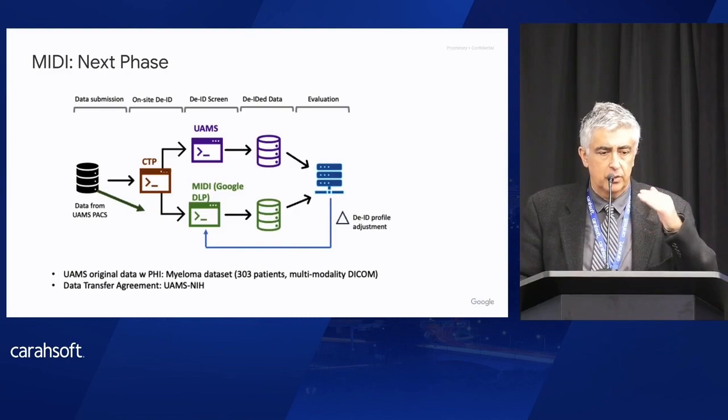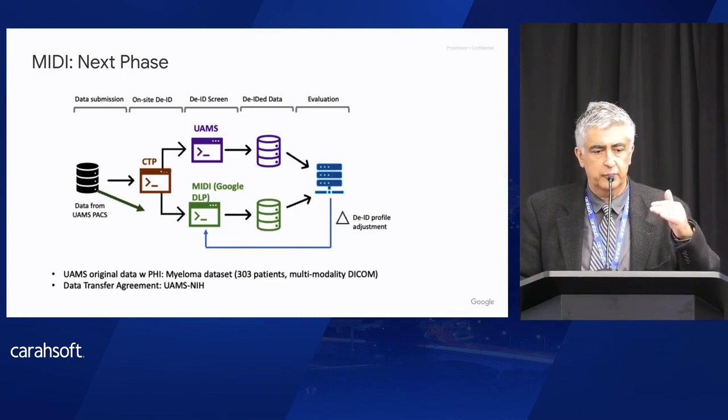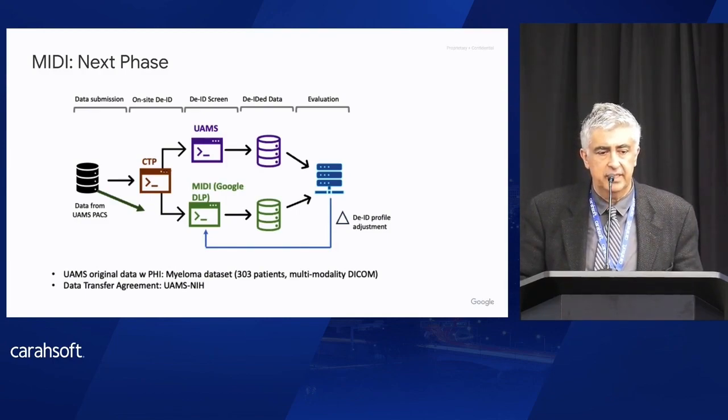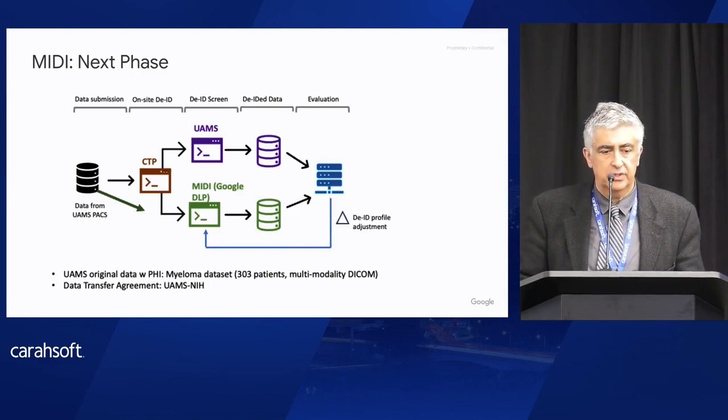And then in the lower part of the diagram is the MIDI operation. So what we want to do is to compare the performance of MIDI to TCIA and adjust that profile. That's the delta that's shown on the right, to adjust the de-identification profile until the output of both arms of the experiment are identical or the differences are acceptable.